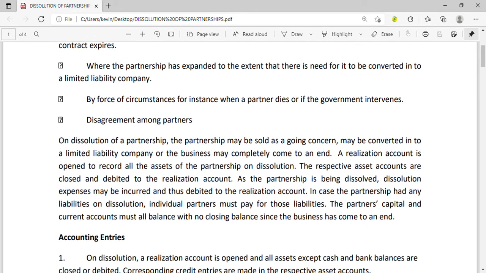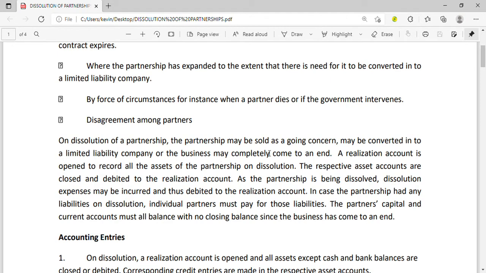On dissolution of a partnership, the partnership may be sold as a going concern. It may be converted into a limited liability company, or the business may completely come to an end, which is winding up. So on dissolution, three things can happen. A partnership can either be sold as a going concern, be converted into a limited liability company, or it may completely come to an end, which is winding up.